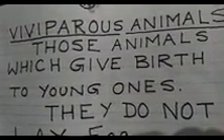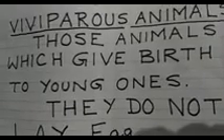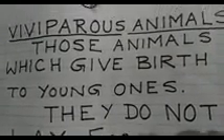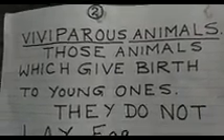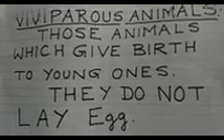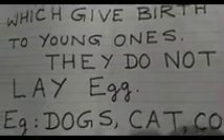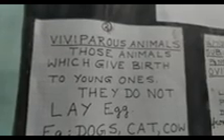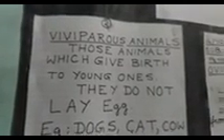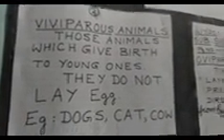The second type of animals are viviparous animals, and viviparous animals are those animals which give birth to the young ones and do not lay eggs. For example, dog, cat and cow. I hope you have understood the two types of animals, that is the oviparous animals and viviparous animals.